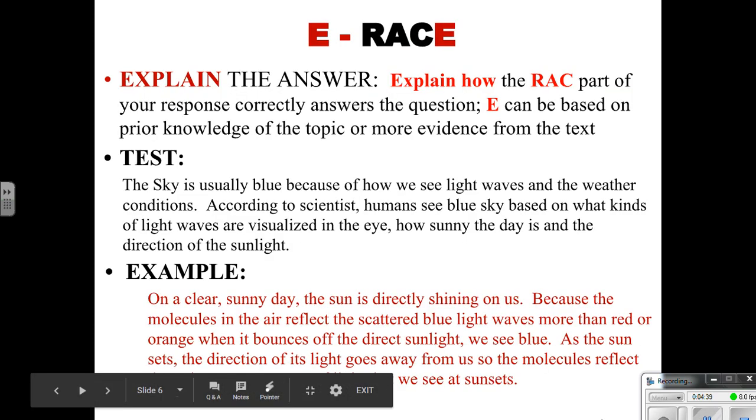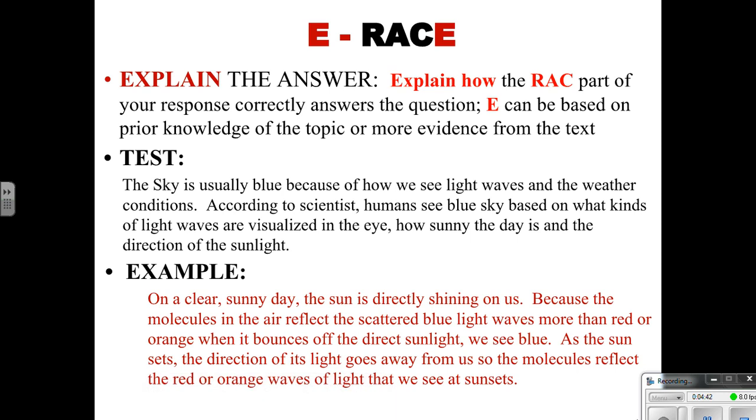All right, and now we get to the E. E is where you explain the answer. You want to explain how the R, the A, and the C part of your response correctly answered the question. E is where you use your prior knowledge and explain why your evidence makes the most sense. So here we go. The sky is usually blue because of how we see light waves and weather conditions. According to scientists, humans see blue skies based on what kind of light waves are visualized in the eye, how sunny the day is, and the direction of the sunlight.